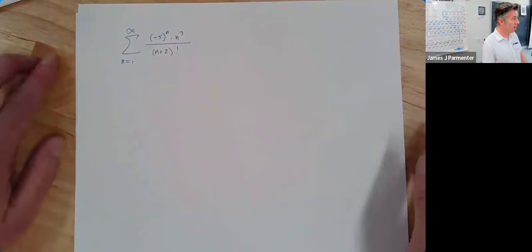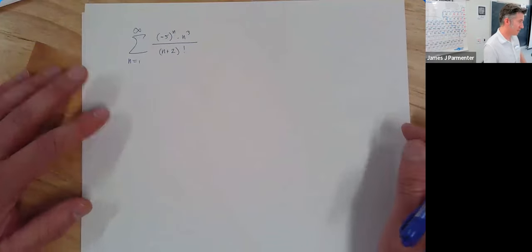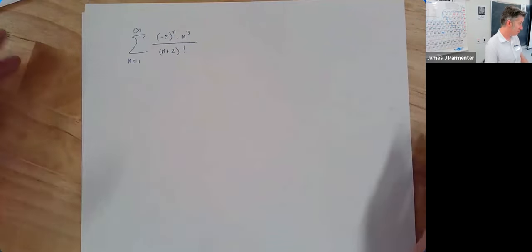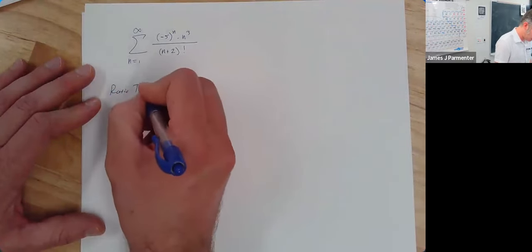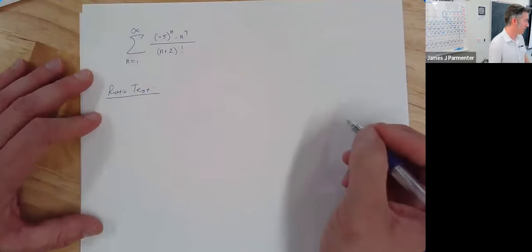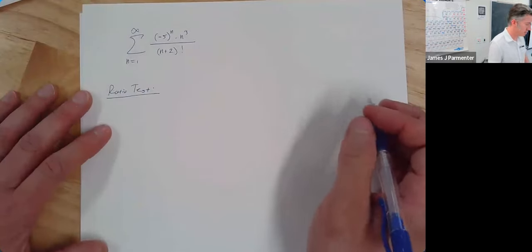Again, I'm seeing all the hallmarks of a ratio test here. I got something raised to the n, I got something factorial. So we're going to use the ratio test. It's definitely a good idea to write what test you were using when you were taking an exam, so someone knows what your thought process is.